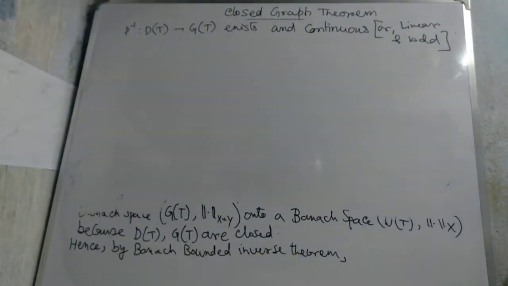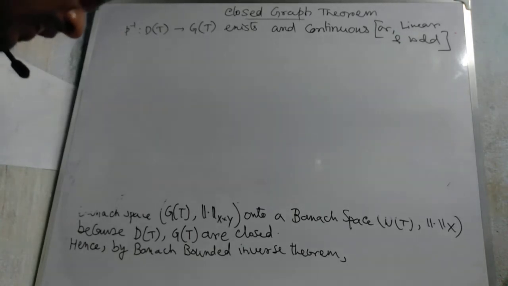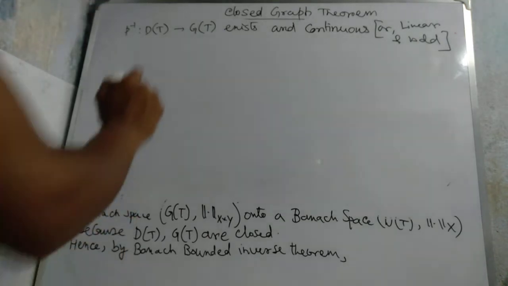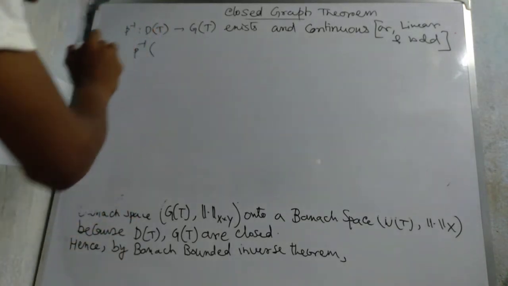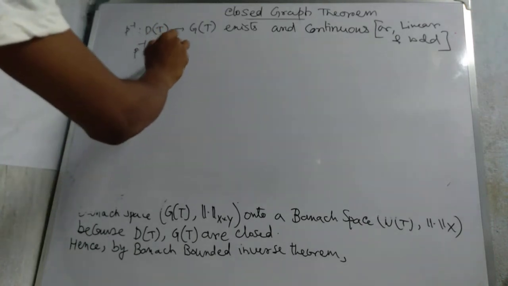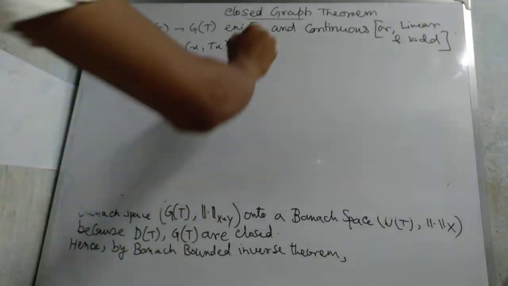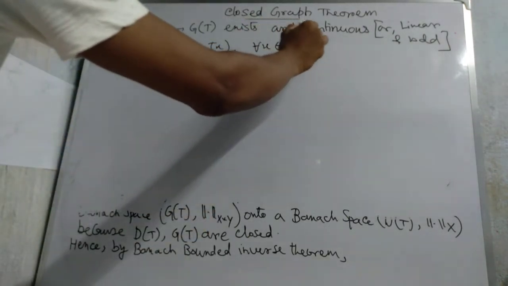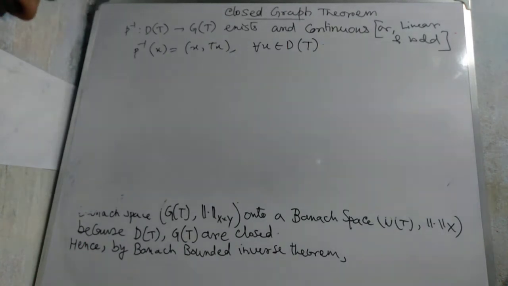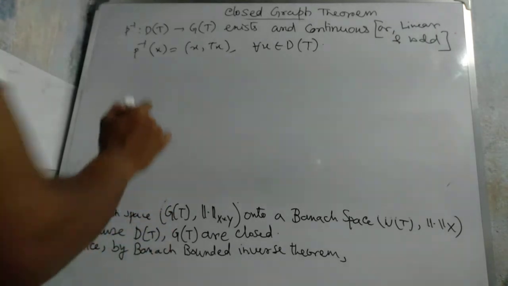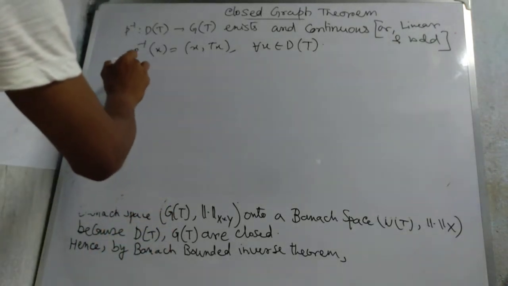Okay, then we write P inverse of x equal to x, dx, for all x belongs to dt. Now we prove boundedness of t.